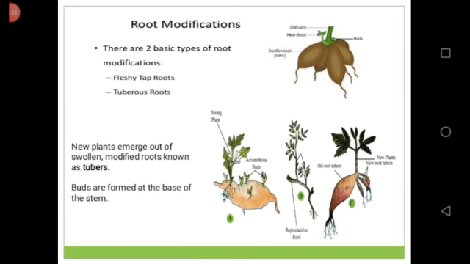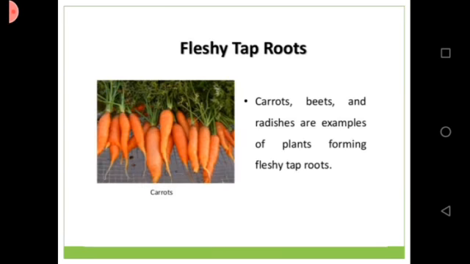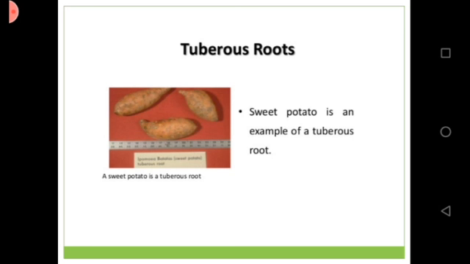The first type of root is fleshy taproot. Fleshy taproot is present in beets and radishes. And the next type is tuberous root. Sweet potato is one example of a tuberous root.